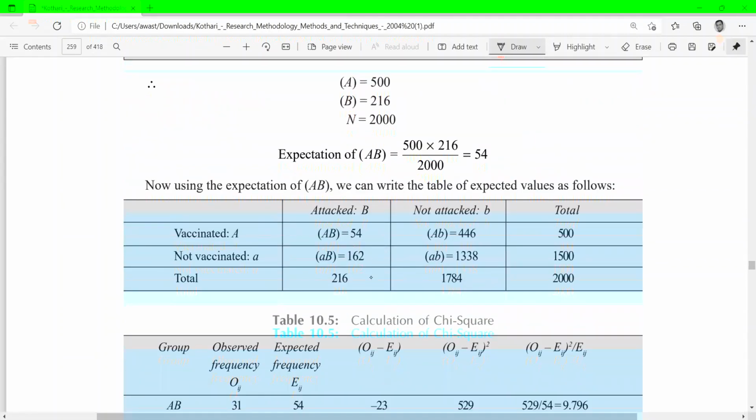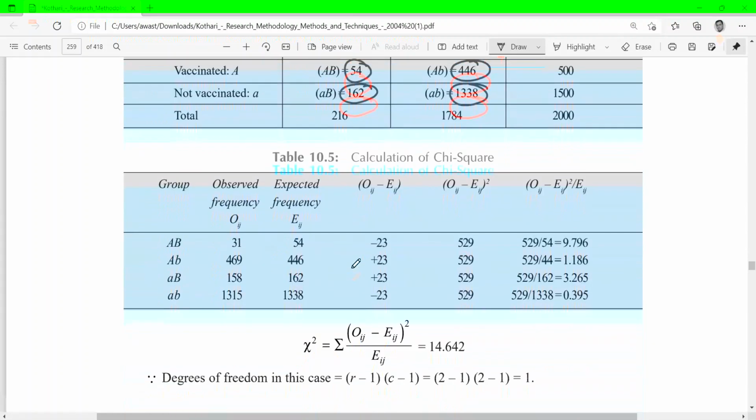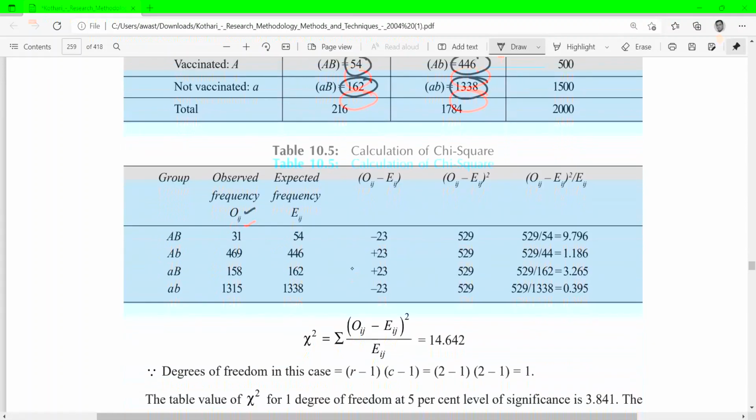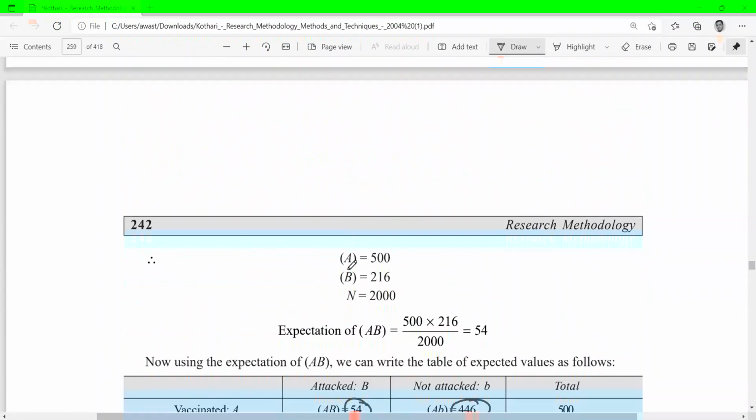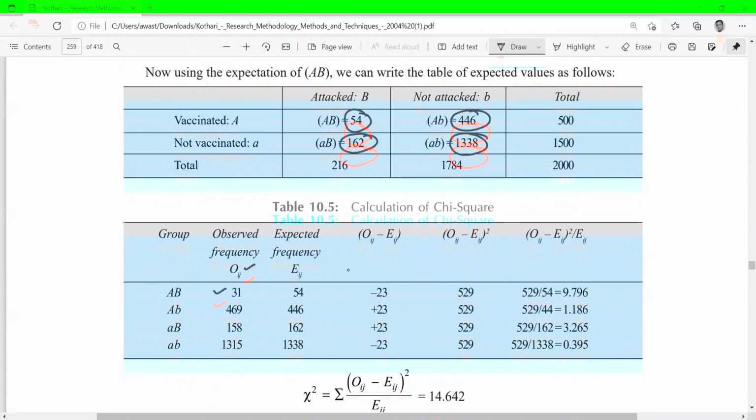The values of that calculation are 54, 446, 162 and 1338. That is the expected. And to find the chi-square value, this is our observed data on the basis of this table: 31, 185, 469, 1315. And this is our expected value: 54, 446, 162 and 1338. This is the observed and this is the expected.